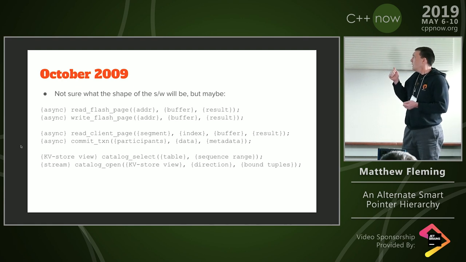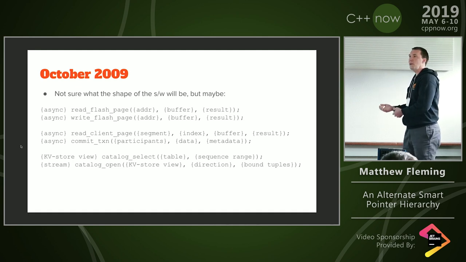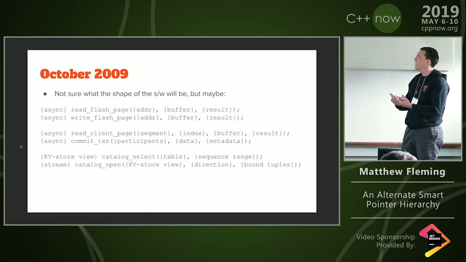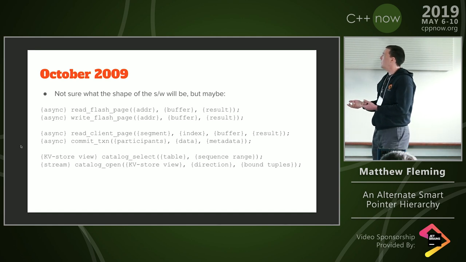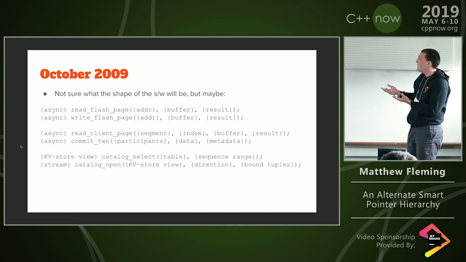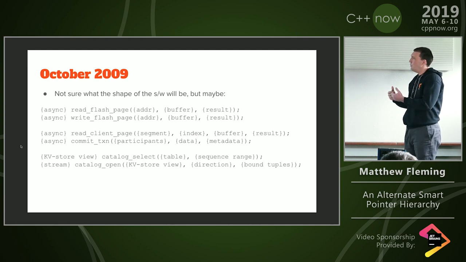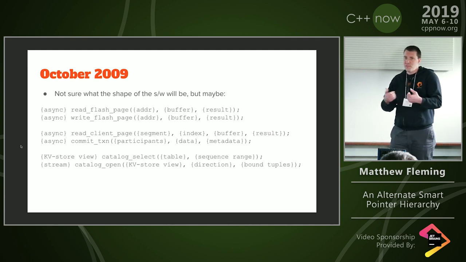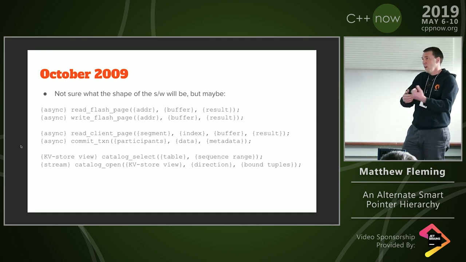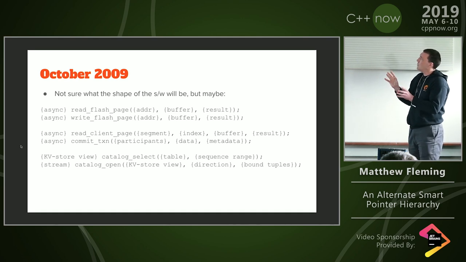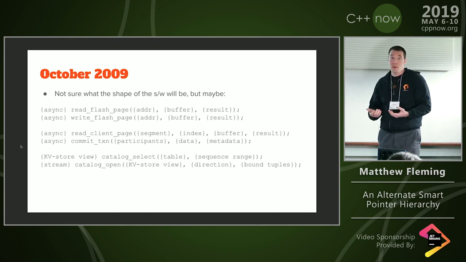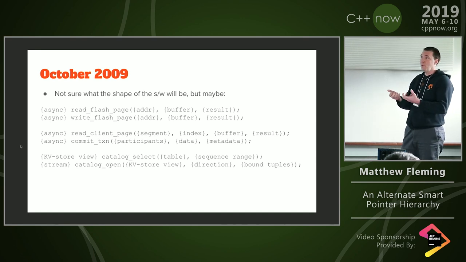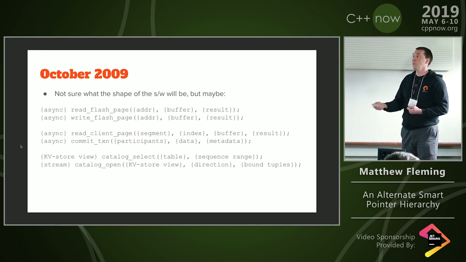But they knew they'd be doing things related to reading data off of SSDs, writing it, storing client pages, in this case things from the iSCSI protocol. I'm going to have maybe transactions. I'm going to want to look at some kind of table for a sequence range and get a consistent snapshot of some kind of key value store. I want to iterate that key value store. And in all of these things, I wanted to be asynchronous. I want a thread model where I launch about as many threads as I have CPUs, and everything I do on them has some kind of asynchronicity built in. I don't ever want to synchronously wait for things.